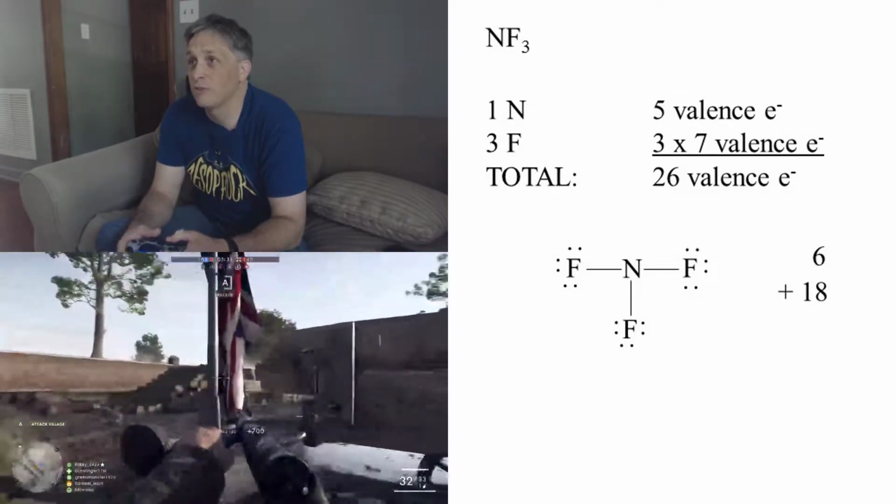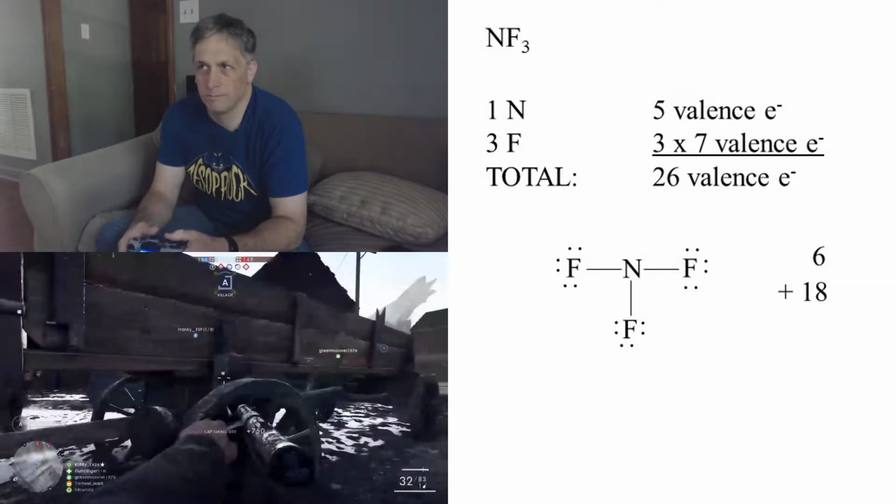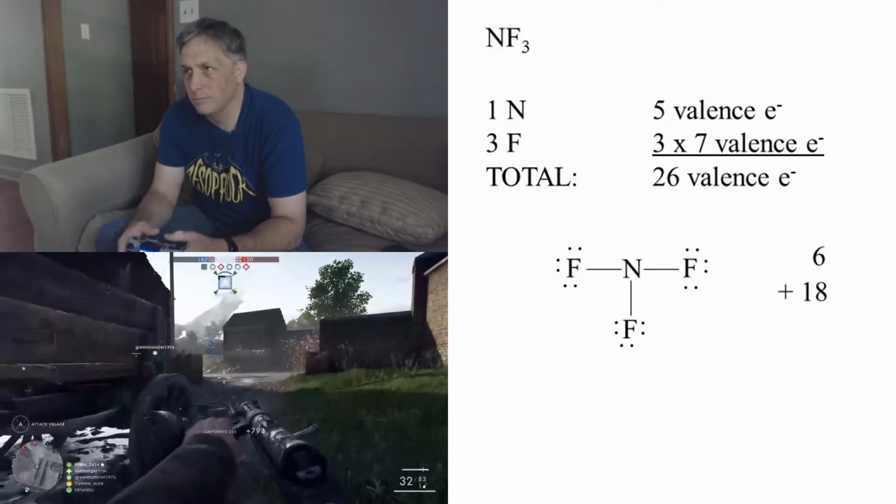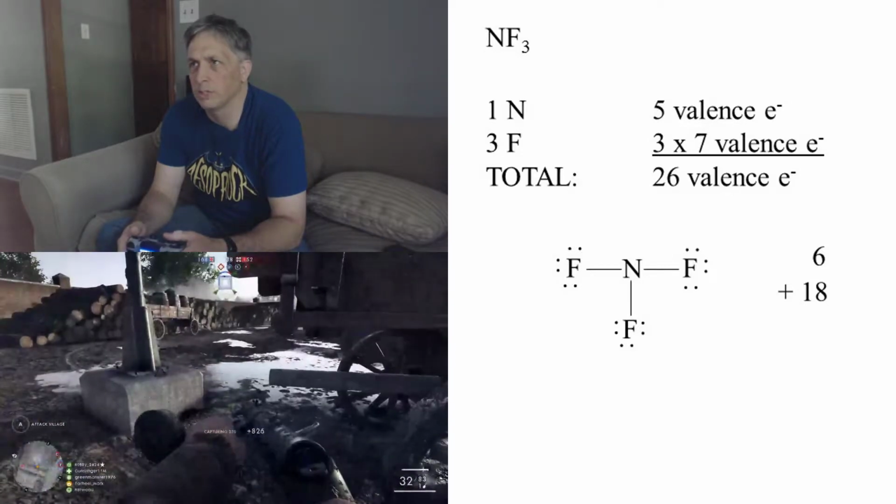So anyway, we start adding lone pairs around our fluorines. And if you count it correctly, you should have enough to give your outer atoms their octets. It's the central atom that's usually in question.